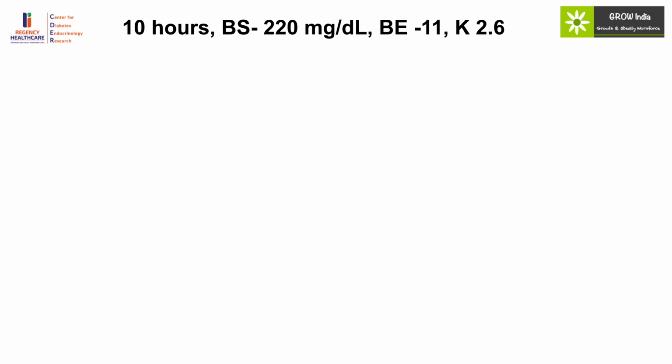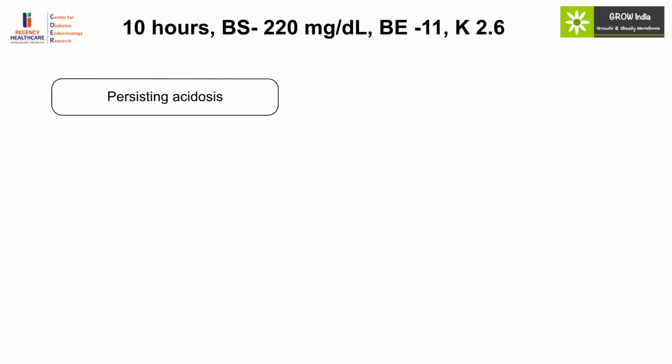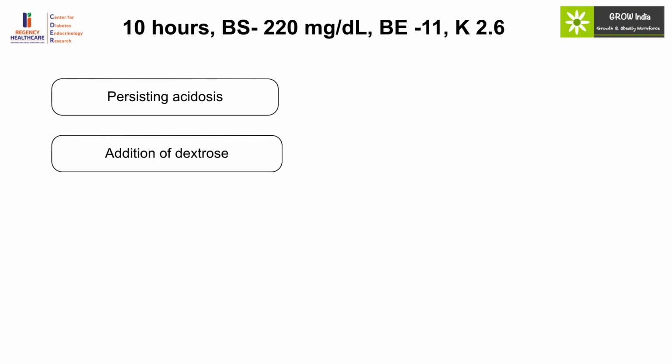At 10 hours of therapy, blood sugar becomes 220. There is still some metabolic acidosis. We have added dextrose, but there is hypokalemia. So there's persistent acidosis, dextrose was added, but there is development of hypokalemia. And now the main question is, what do we do with this hypokalemia?